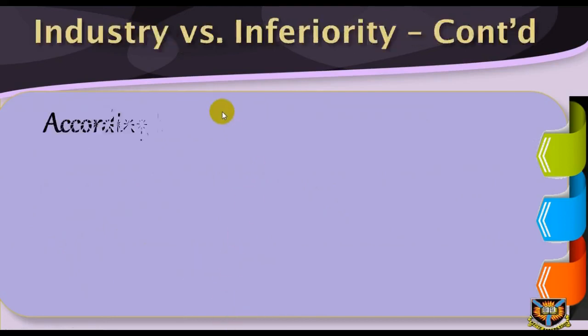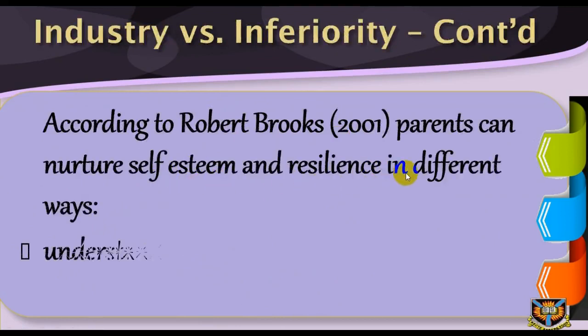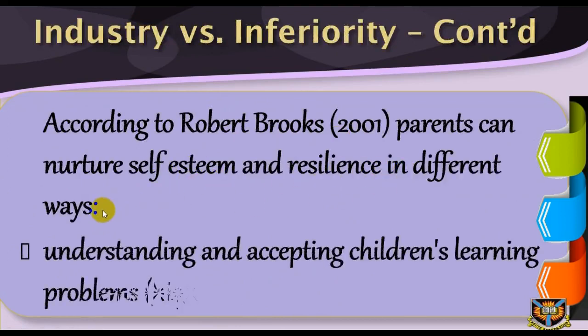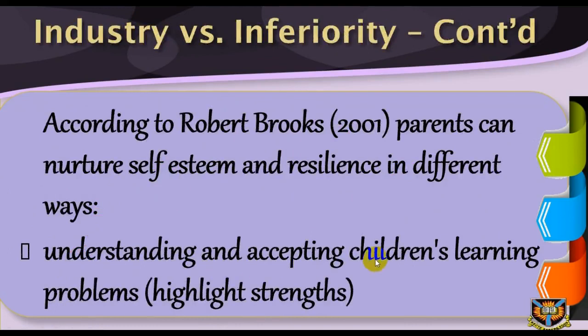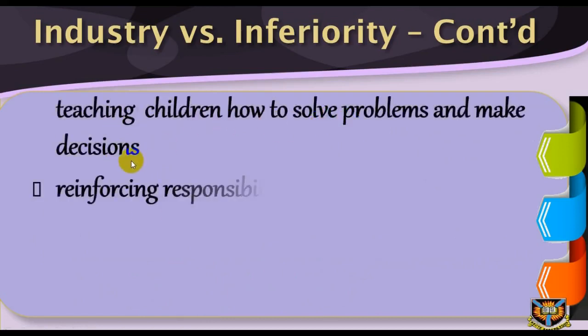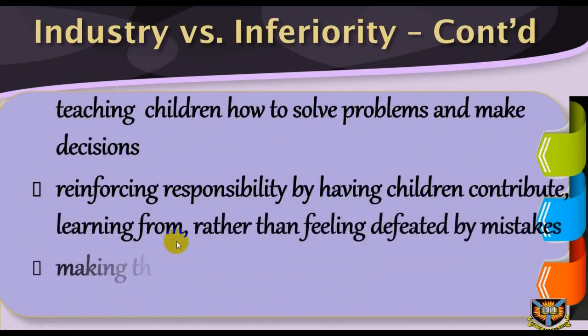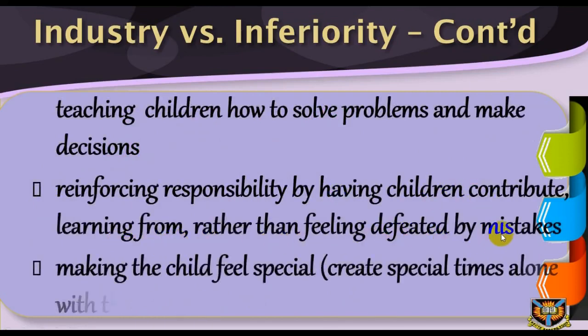According to Robert Brooks, 2001, parents can nurture self-esteem and resilience in different ways. These include understanding and accepting children's learning problems, highlighting strengths, teaching children how to solve problems and make decisions, reinforcing responsibility by having children contribute, learning from rather than feeling defeated by mistakes, and making the child feel special. Create special times alone with them.